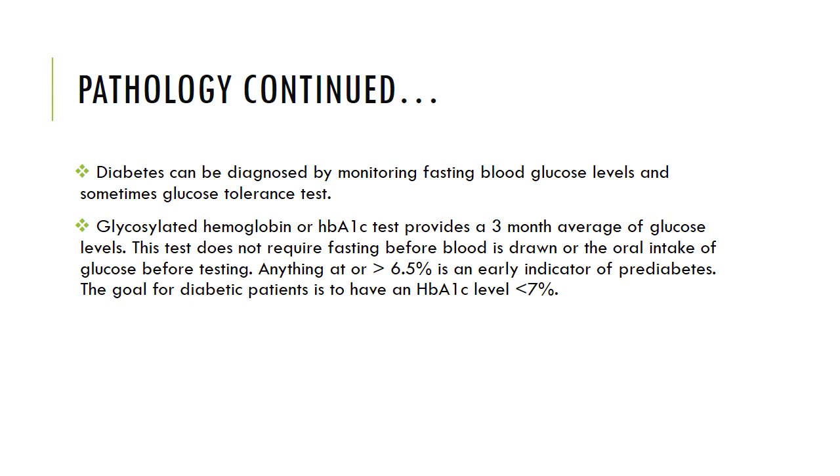Diabetes can be diagnosed by monitoring fasting blood glucose levels, and sometimes glucose tolerance tests. Glycosylated hemoglobin, or HbA1c test, provides a 3-month average of glucose levels. This test does not require fasting before blood is drawn or the oral intake of glucose before testing. Anything that is above 6.5% is an early indicator of prediabetes. The goal for diabetic patients is to have an HbA1c level less than 7%.